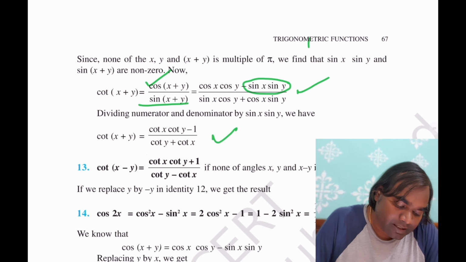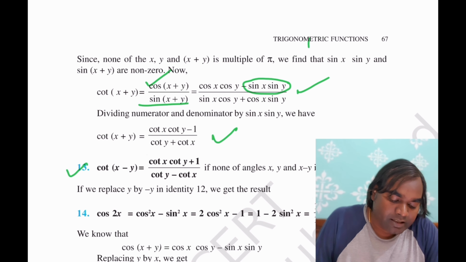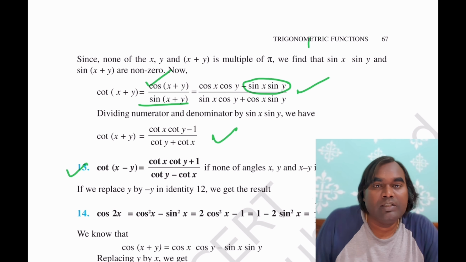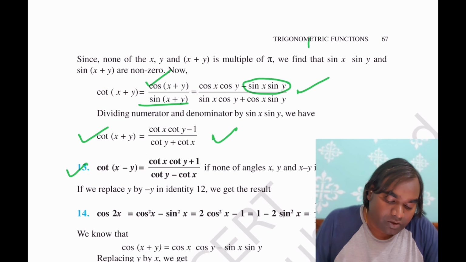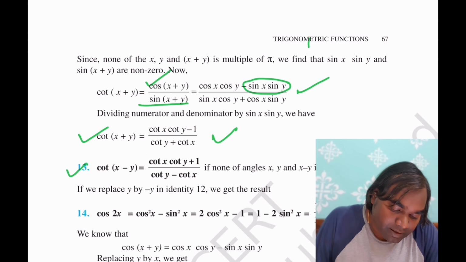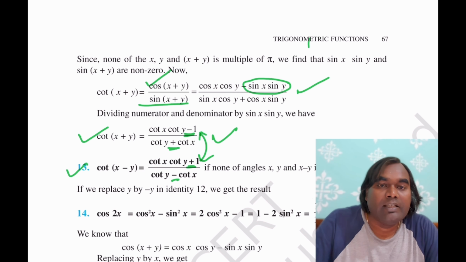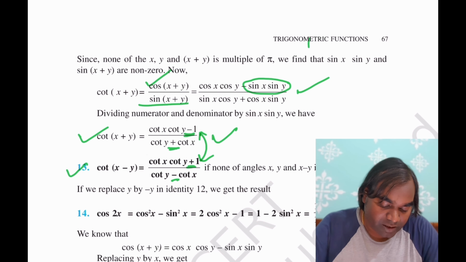So we'll get this, and we can also get this cot(x-y) by replacing y by minus y in this relation. We will get the value for cot(x-y) is equal to (cot x cot y plus 1) by (cot y minus cot x). So you should note the difference between these two relations: here minus sign and here plus sign, here plus sign, here minus, so the sign changes for the cot(x-y).